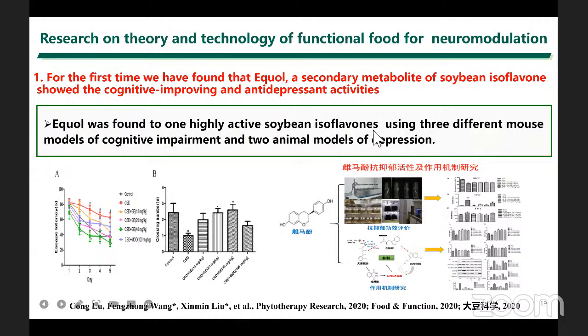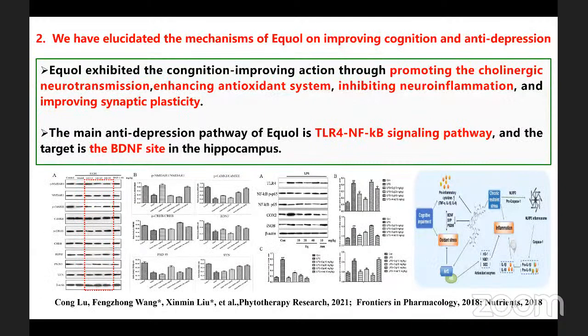This factor shows cognitive improving and antidepressant activities, both in several animal behaviors. And we have studied its mechanisms.